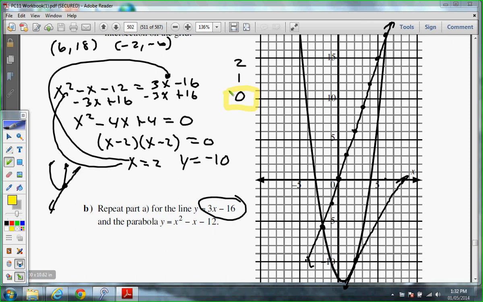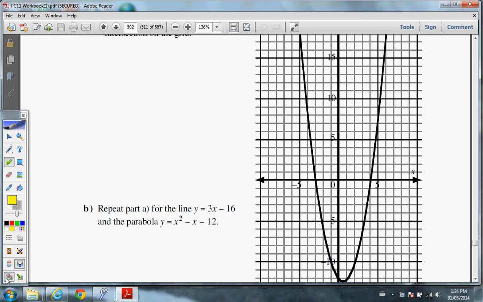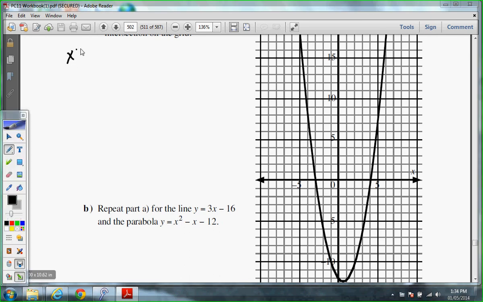Go ahead and flip your workbook to the next page on part C. I'm going to stay here for the sake of the graph, and we're going to talk about the 3x minus 24. So same stuff: x squared minus x minus 12 equals 3x minus 24 this time. So I move my stuff over again. I'm going to get x squared minus 4x plus 12 equals 0.